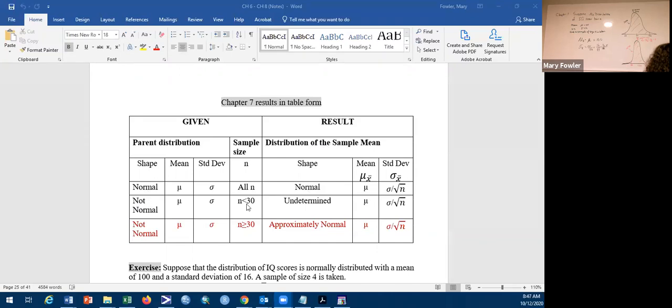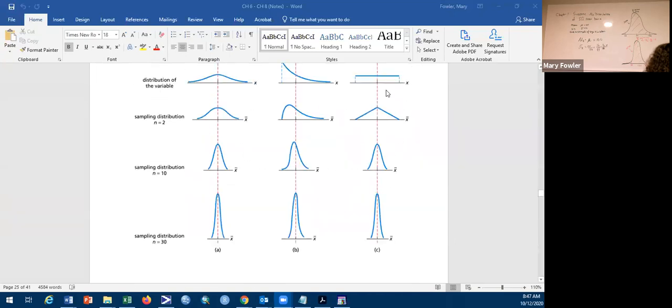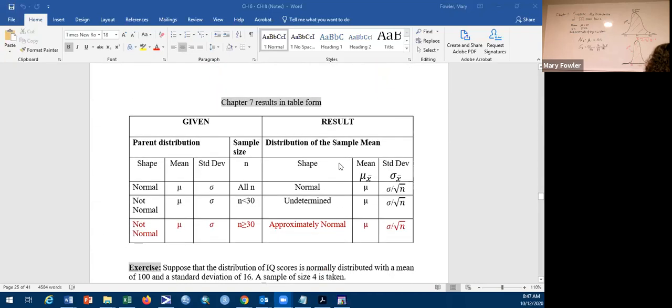And if the parent distribution is not normal, then we have two different situations, right? When the sample size is small, we can't really say what the shape of the distribution of the sample mean is going to look like, right? That's to say, when we're up here, we can't really say it's normal. We're in the process of getting there, but we're not there. So that's the second row. And then the third row is the situation where the sample size is large, greater than or equal to 30. And then the distribution of the sample mean is approximately normal. Okay.